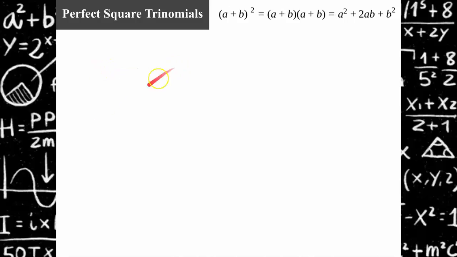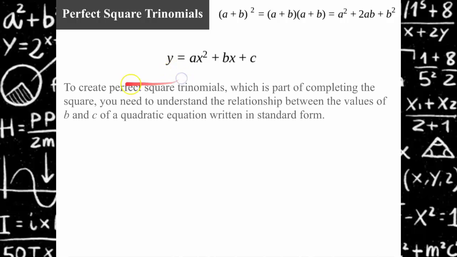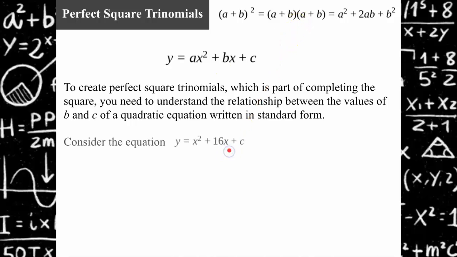All right, so perfect square trinomials. Let's review what they are and how to force one. So we have our standard form of our quadratic. To create a perfect square trinomial, which is part of completing the square, you need to understand the relationship between the values of b and c given a perfect square trinomial. So let's consider this quadratic function, y equals x squared plus 16x plus c. So we don't know this value of c.